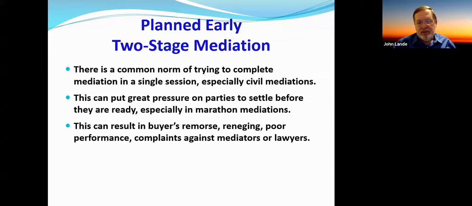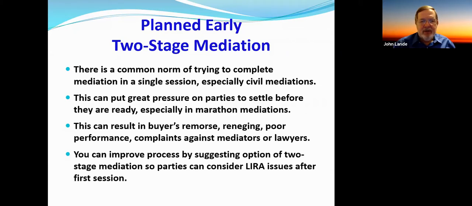And it can result in buyer's remorse. They can reach an agreement and then the next day decide that it was a bad agreement and they want to renege on the agreement. They may not perform it well. It may prompt complaints against mediators if you have these marathon mediations.